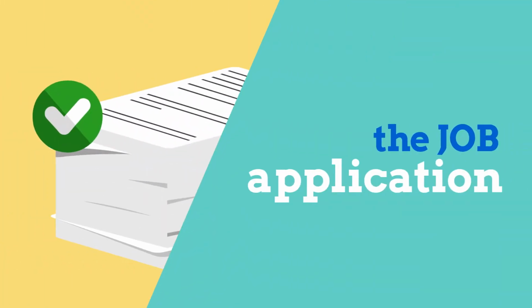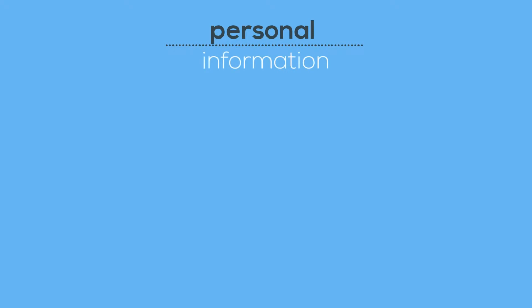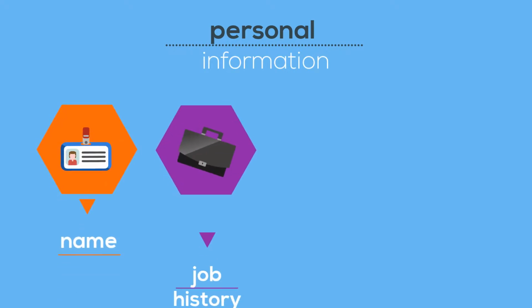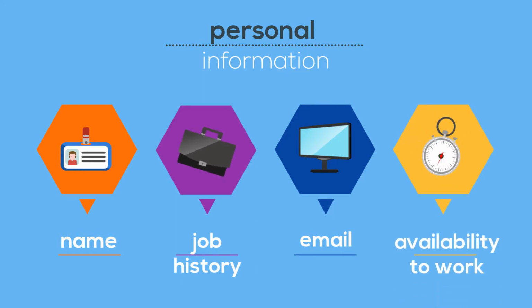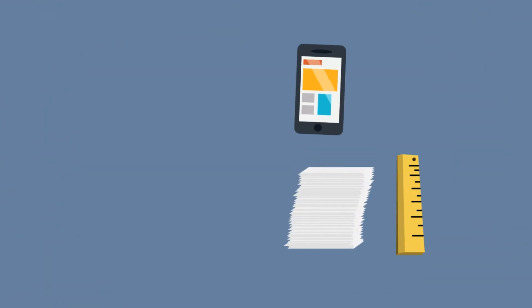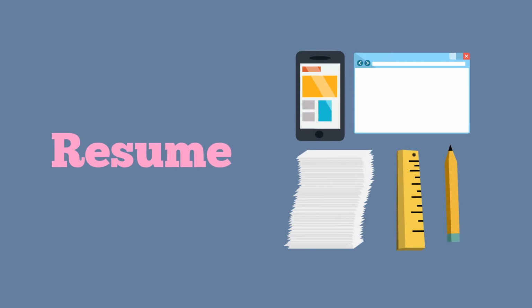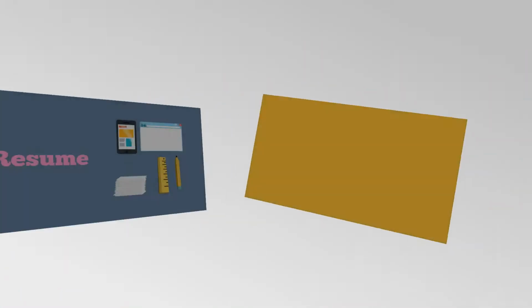The job application is a form the company gives to get more information about you. It often includes questions about your personal information, such as name, job, email, and your availability to work. This, along with your resume, are often the first two documents a potential employer will ask for.